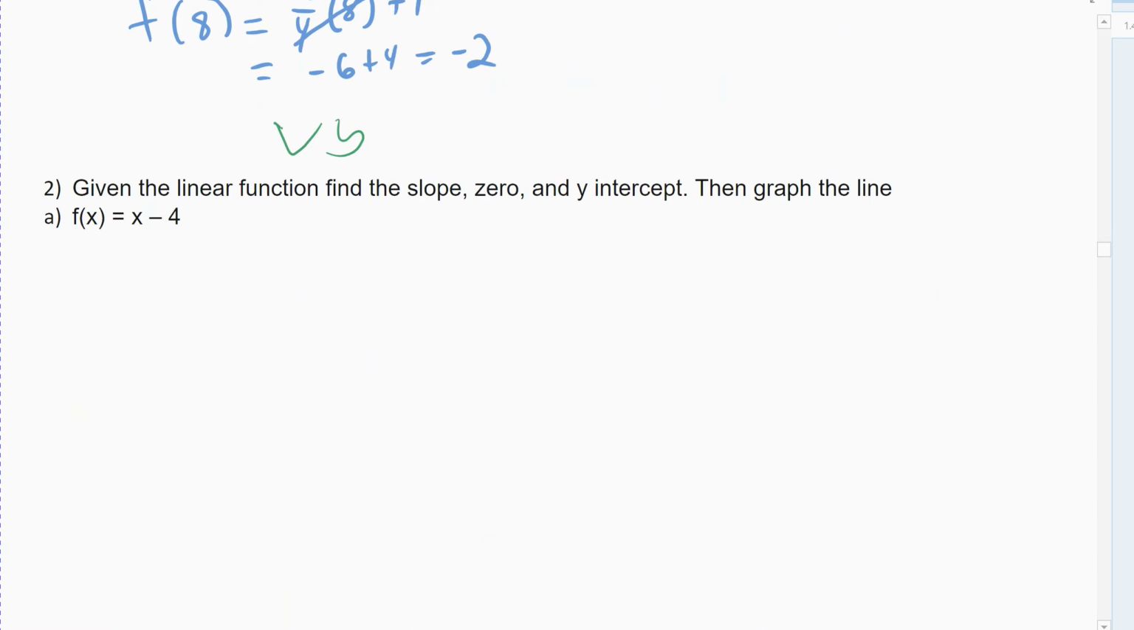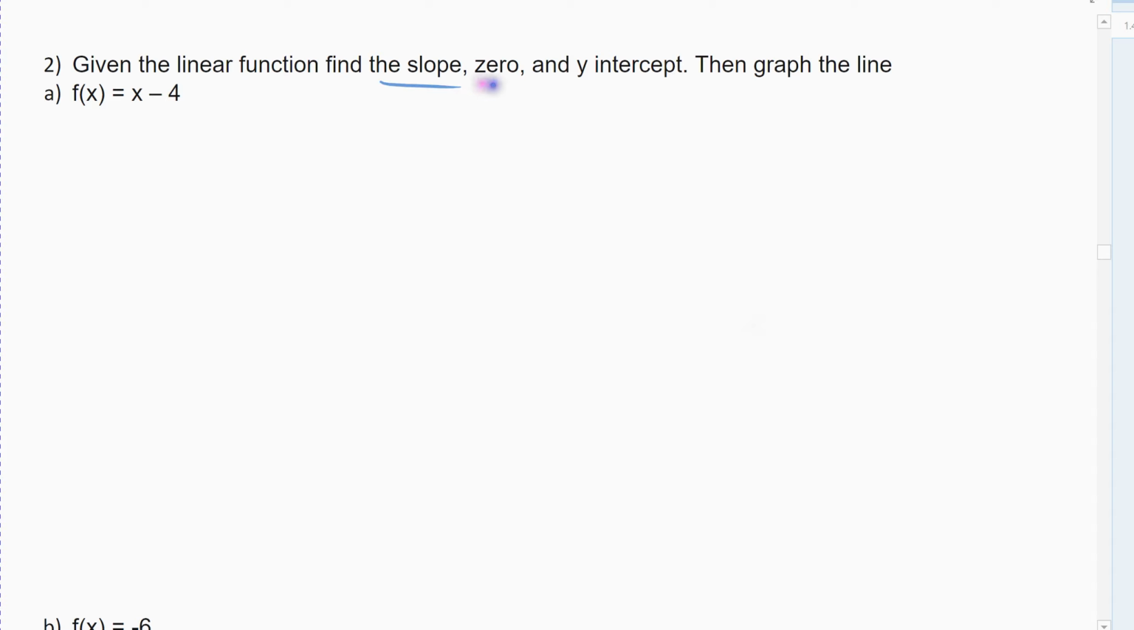All right, next example. Given a linear function, find the slope, the 0, the y-intercept, and graph. So I'm asked to do 4 things. I want to know what the slope is. The 0 is, remember, just another way to say x-intercept. Then the y-intercept and the graph. 2 of those are really easy, right?